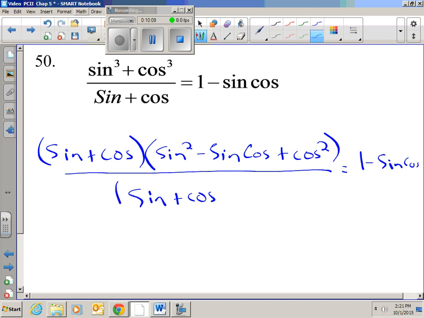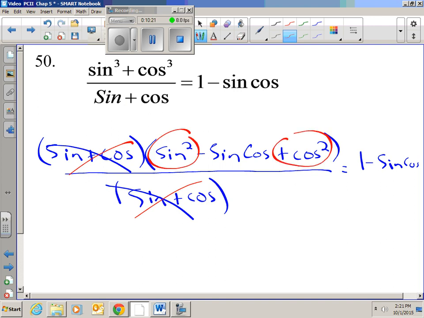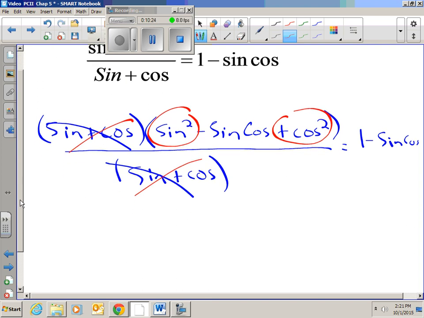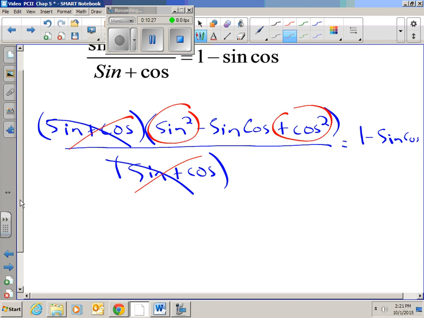Okay? Sine plus cosine, these cancel. Hey, hey, gotta like that. Up top now, I got sine squared plus cosine squared. Well, hey, hey, that's our Pythagorean identity. Sine squared plus cosine squared is 1. I'm still left with minus sine cos. And that equals 1 minus sine times cos. Hey, hey, hey, they look like they're the same to me on both sides. Check. Okay, we'll see you tomorrow.